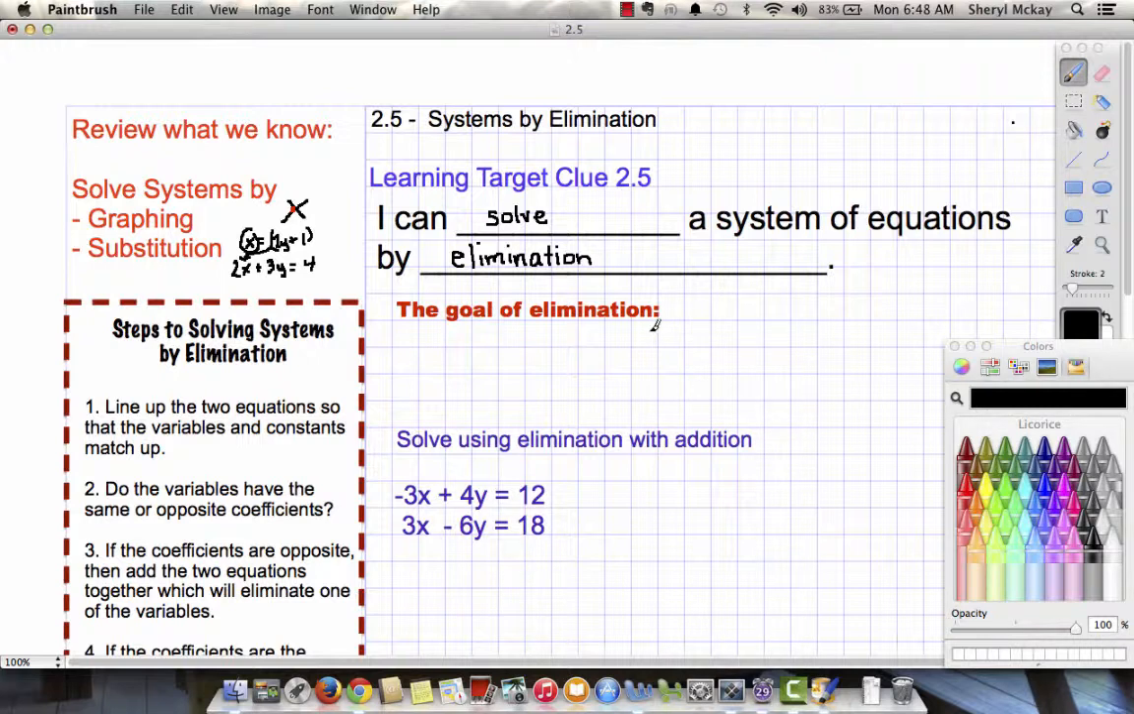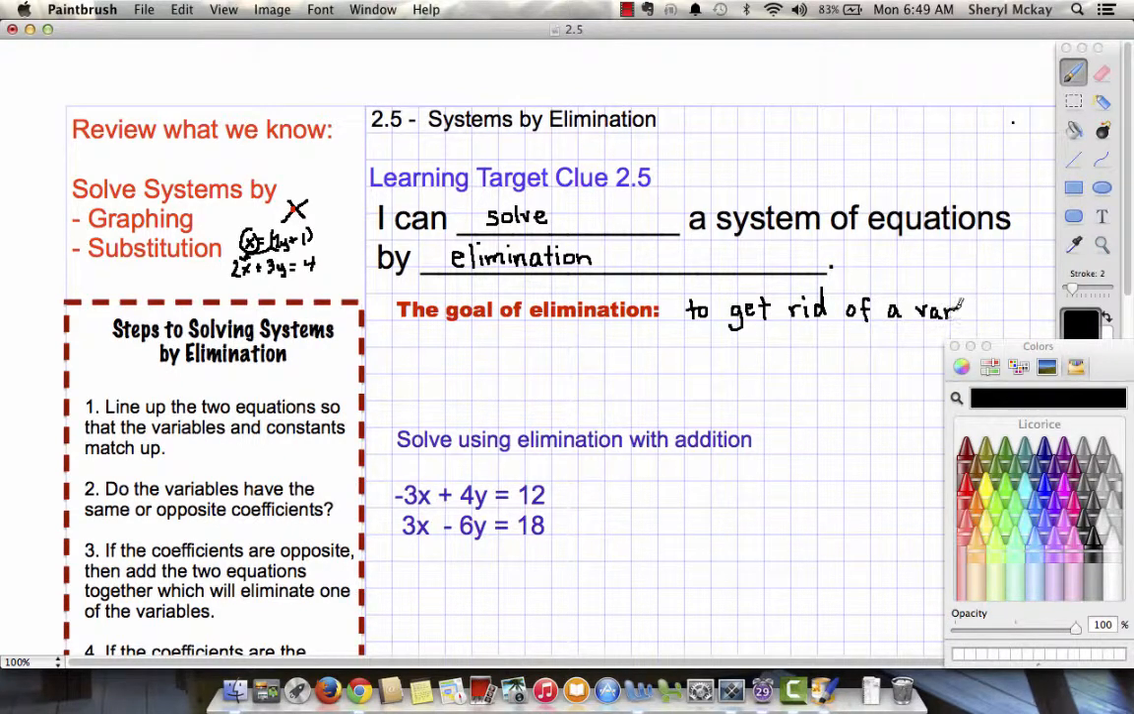I guess the reason I like elimination is because you're sort of like a magician and you make something disappear. The goal of elimination, and you'll want to write this down, is to get rid of, or eliminate, a variable.